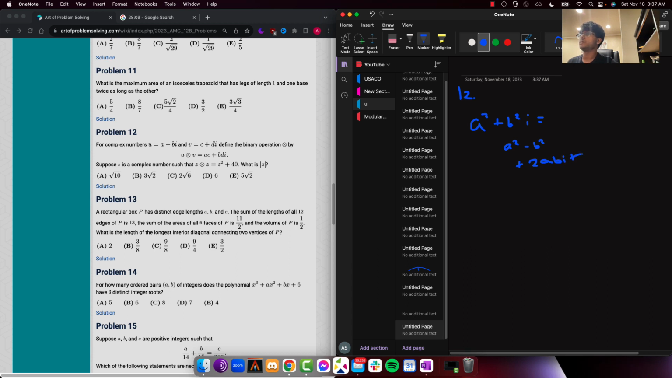Plus 40. What's the magnitude of z? The magnitude of z is square root of a squared plus b squared. So I think we just solve for them directly by equating the real and imaginary parts of this thing. So a squared cancels out. 40 minus b squared is the real part, and the other side is 0, so b has to be plus or minus square root of 40. It doesn't really matter which one we use because it's b squared, so let's use b equals square root of 40.